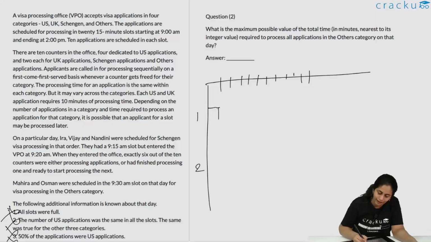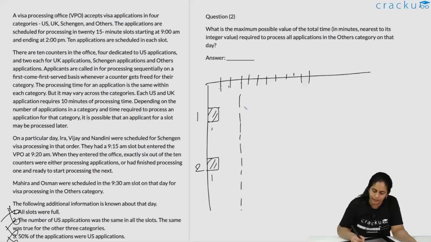By 9:05 at max, these 2 first applications from the first slot are done. So till 9:05, 9:10 till 9:15 they are doing nothing. At 9:15 they get 2 more applications, and by 9:20 they are done. These are from the second slot. So this is done by 9:20. They are free again, so 9:25, 9:30 they are doing nothing.